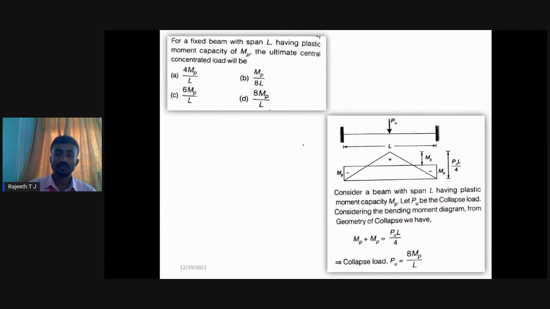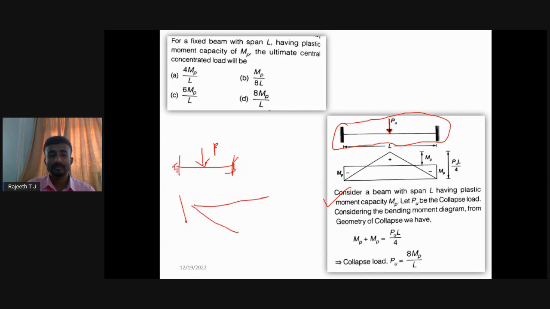Next problem: this is a fixed beam, with P acting at the center. We can go with the static method, or otherwise with the previous mechanism method also. So here you write the deflected shape. I will go with a method similar to the previous one.